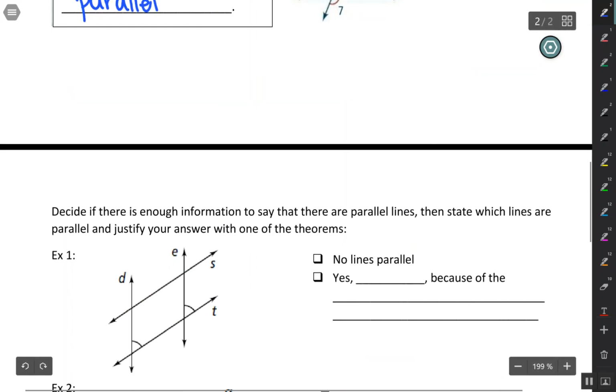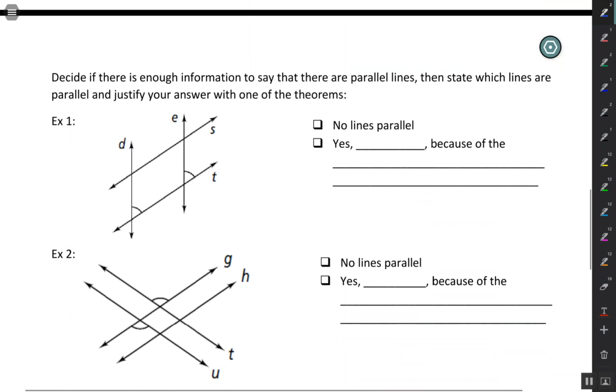Okay, so let's look at some examples. And often in these problems you're going to have more than just the two lines and the transversal. You're going to have multiple lines going on, and everything is going to look parallel, so you can't go by what it looks like. The question says, decide if there's enough information to say that there are parallel lines. Then state which lines are parallel and justify your answer with one of the theorems.